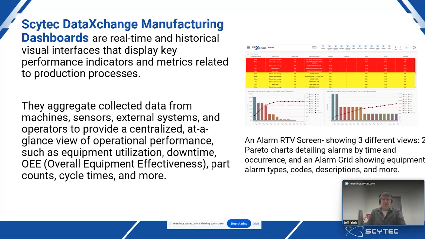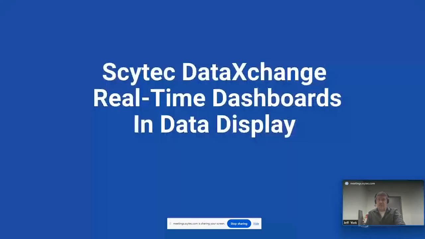And what we have over here on the right-hand side of the screen is a very typical dashboard screen that we have inside of our RTV real-time viewer, which shows your production machinery alarm. So we have two different charts down there at the bottom showing two Pareto charts, one by time and the other by occurrence. And then above that, we have our alarm grid, which can show you alarm types, codes, descriptions, and more. And I'm going to be showing you this alarm view a couple of times, as well as some other more common RTV screens later on in this webinar.